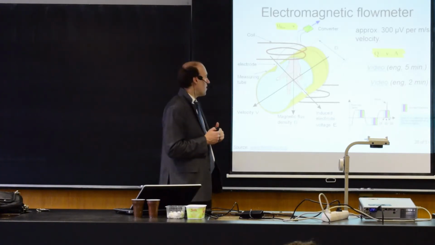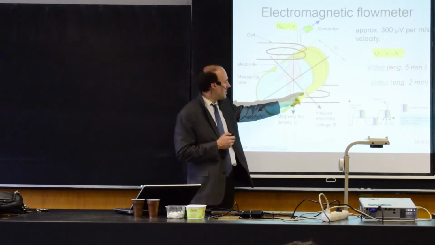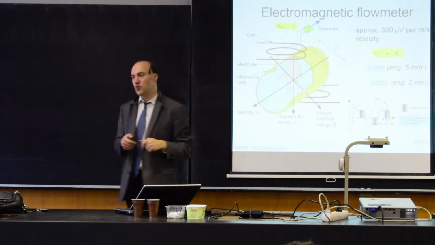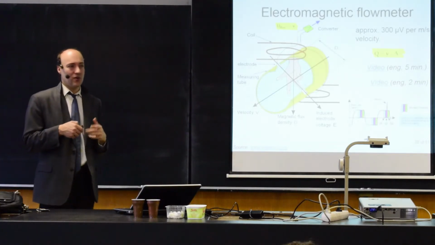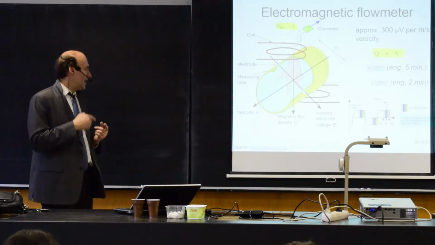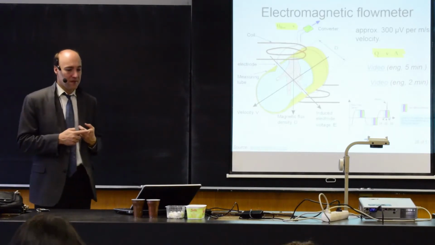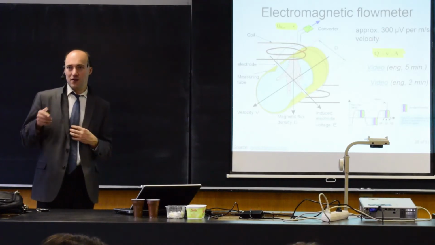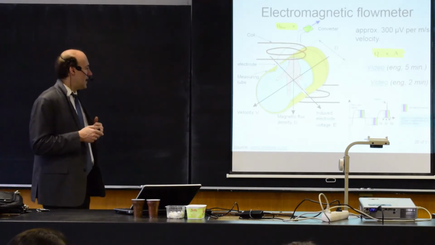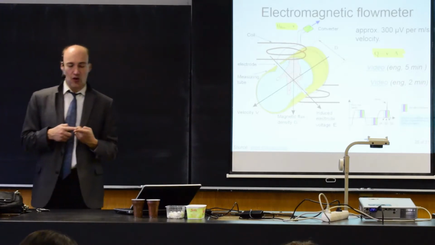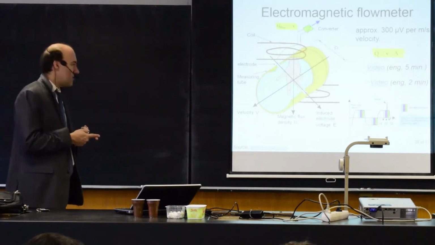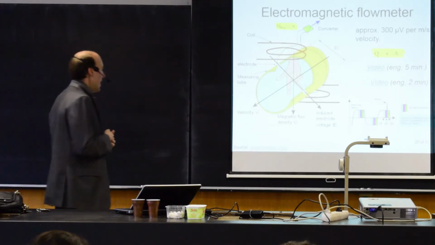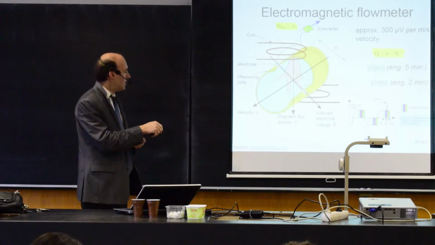That's basically Faraday's law. So in the perpendicular direction, you install two electrodes and you measure the voltage that you have on those electrodes. The voltage is very small. You see, it's roughly 300 microvolts per 1 meter per second of velocity. It, of course, depends on the material, so on the conductivity of the liquid, and it depends also on the speed.